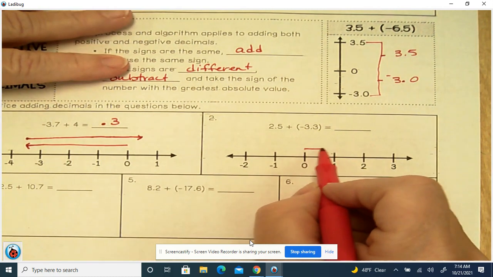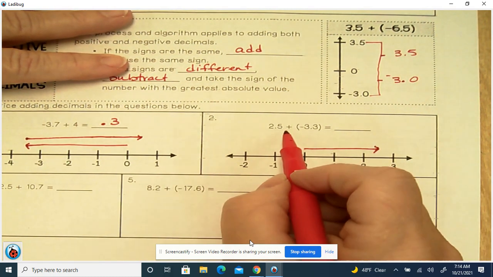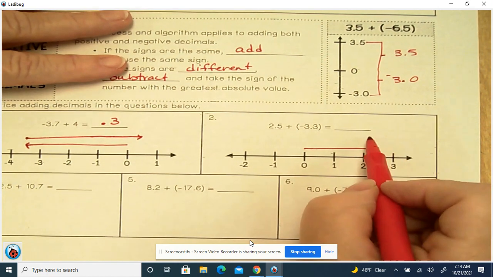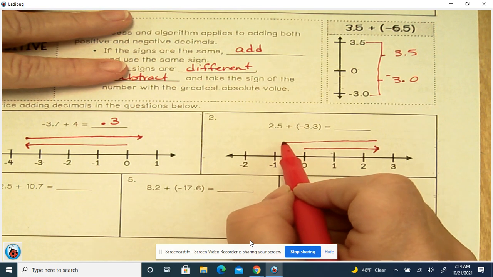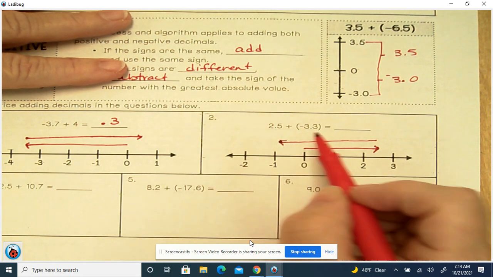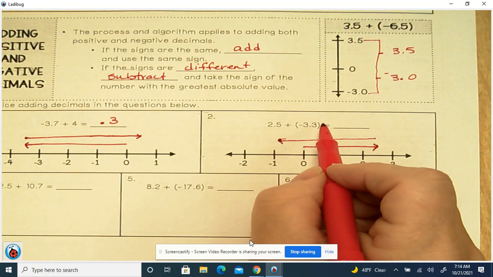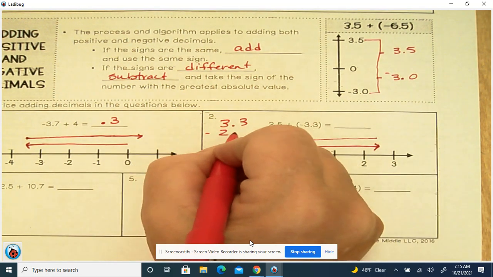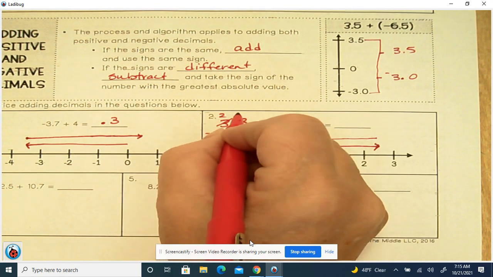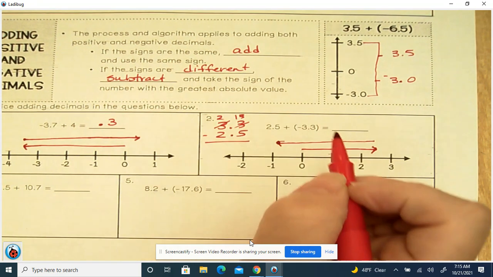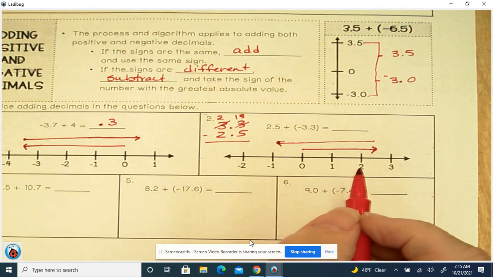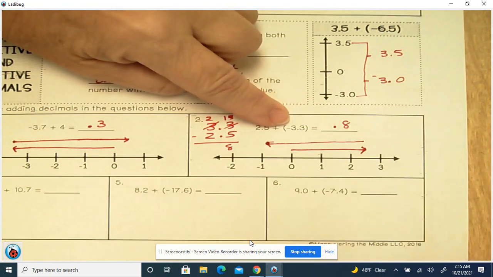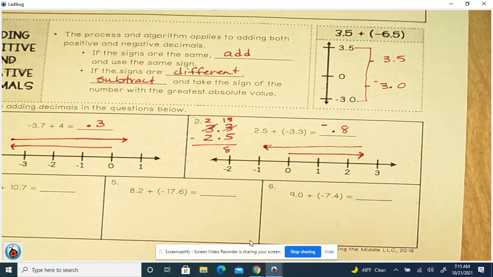Over here, you go to 2.5. And then we're going to add a negative 3.3. So we come back this way, just before the 1. Different sign subtract. So 3.3 minus 2.5. Borrow from there, make that a 13. And 13 minus 5 is 8. So we put a 0.8. The negative 3.3 has the largest absolute value, so that's negative.